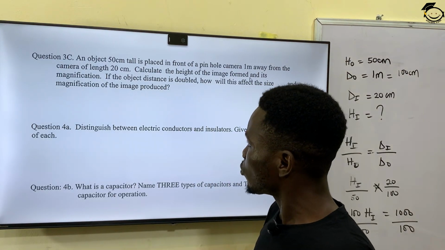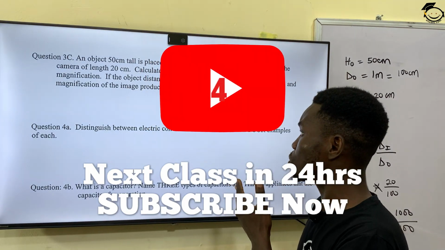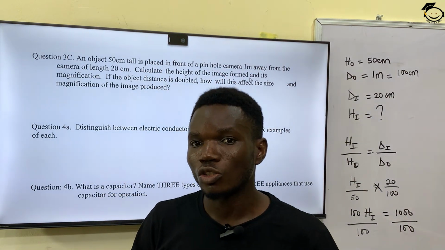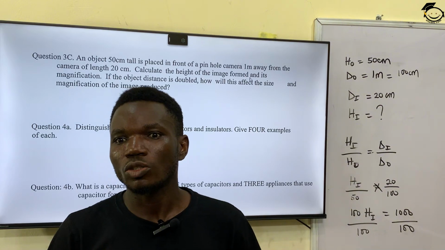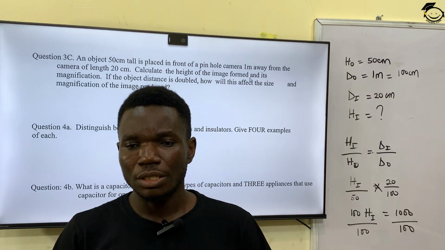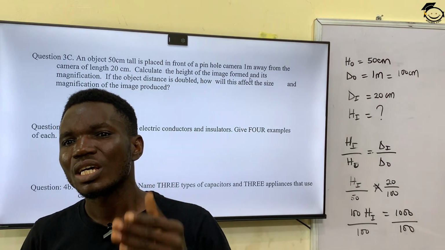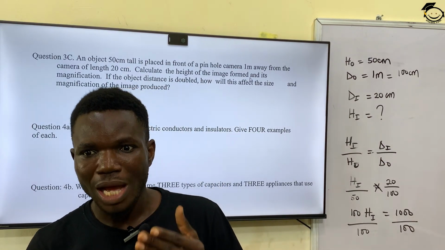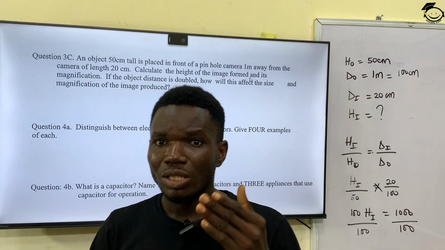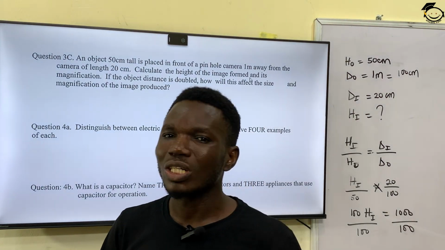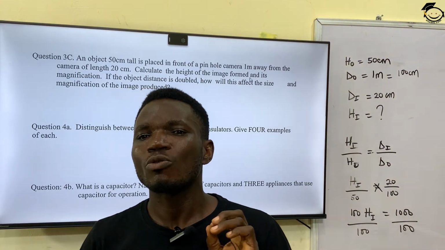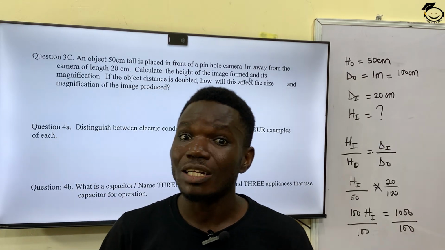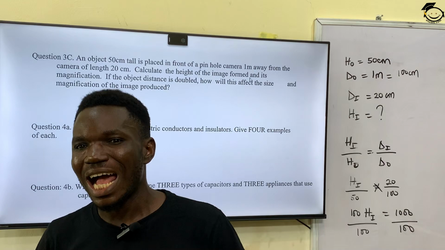So next question, question number 4a, says distinguish between electric conductors and insulators and give 4 examples of each. Now, what is an electric conductor? An electric conductor is any material that allows charges, or electrons, to pass through it. Any conductor that allows electrons to pass through it is called an electric conductor. While the one that does not allow charges to pass through it, or that does not allow the flow of electrons, is called an insulator.